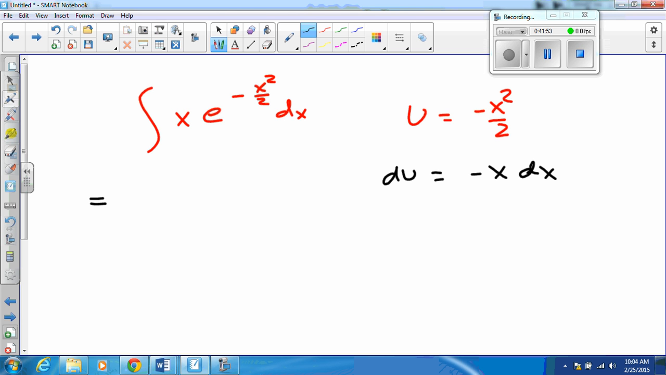I'm going to come back and think in terms of substituting, replacing stuff that is equal. What do I see in here? What fragment do I see in here that is obviously equal to something? The negative x squared over 2 is obviously equal to something. What is it? u.